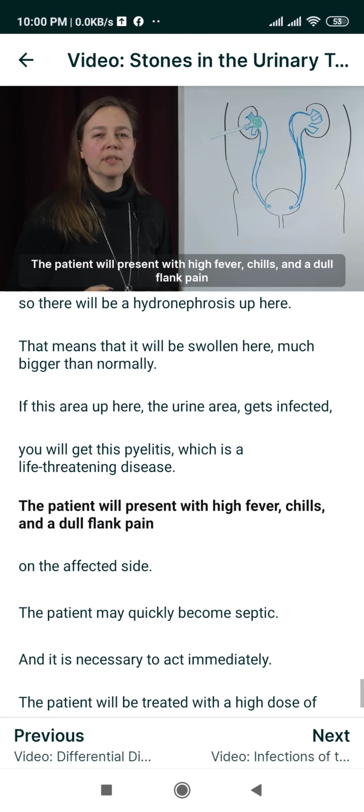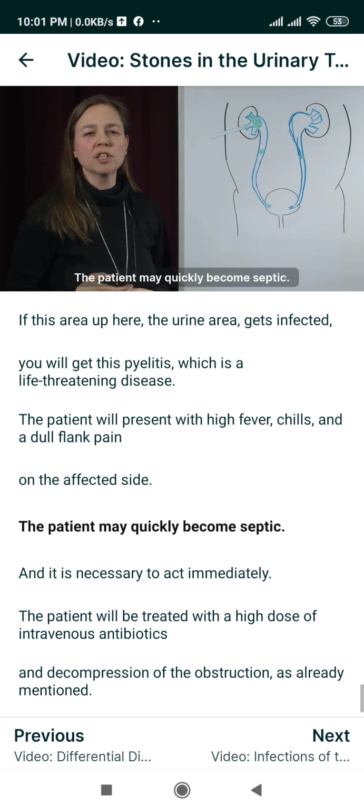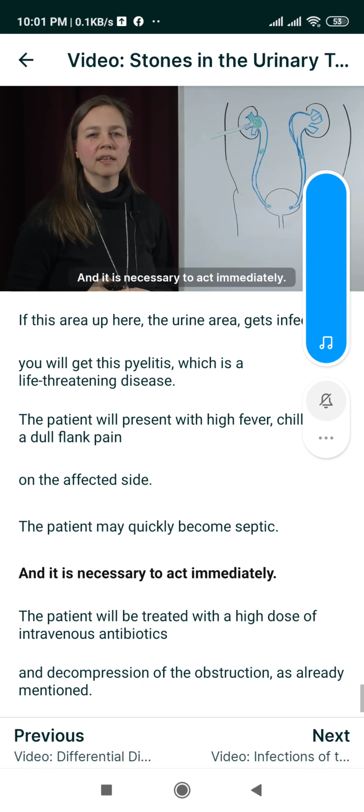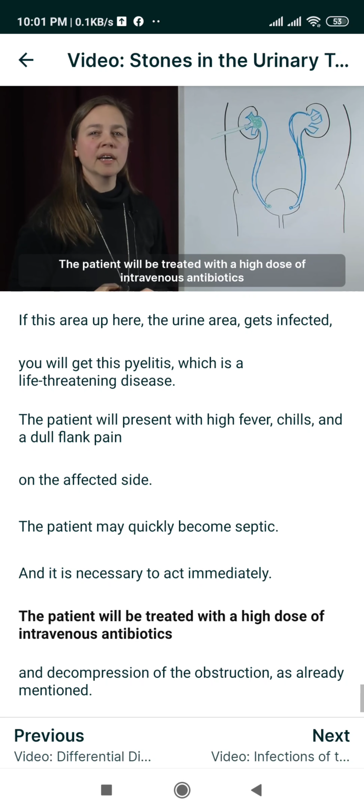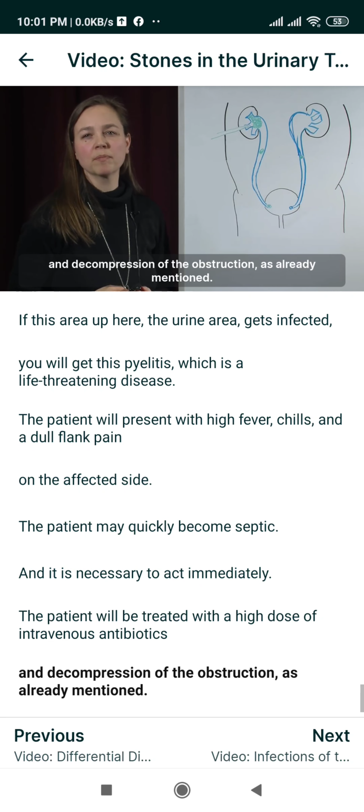The patient will present with high fever, chills, and a dull flank pain on the affected side. The patient may quickly become septic, and it is necessary to act immediately. The patient will be treated with a high dose of intravenous antibiotics and decompression of the obstruction, as already mentioned.